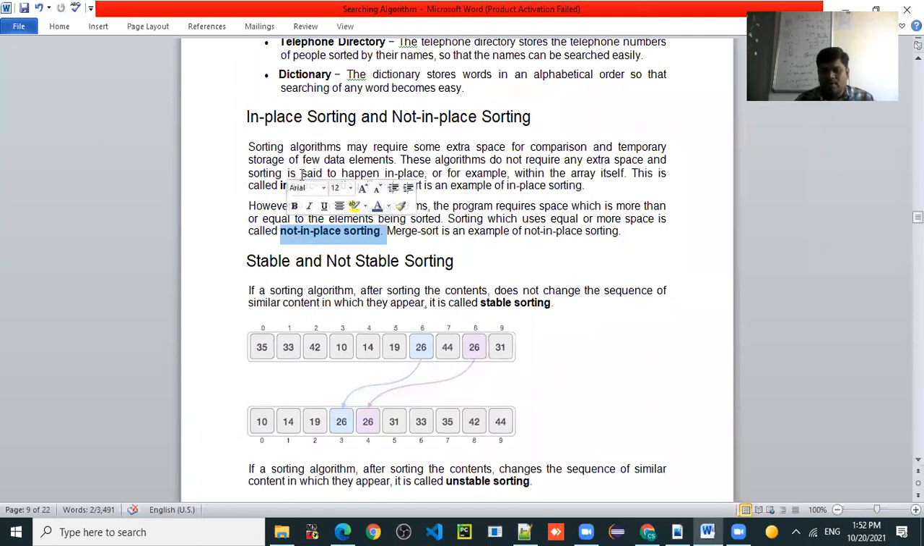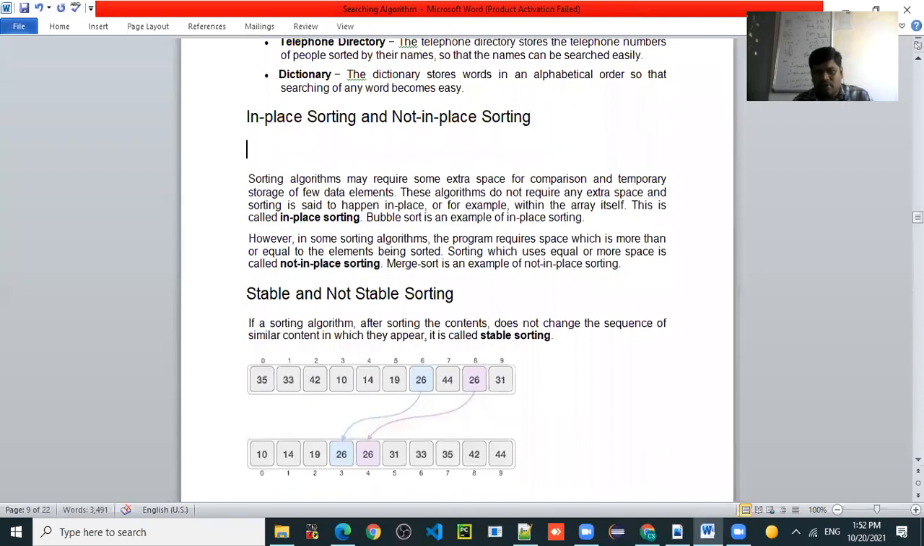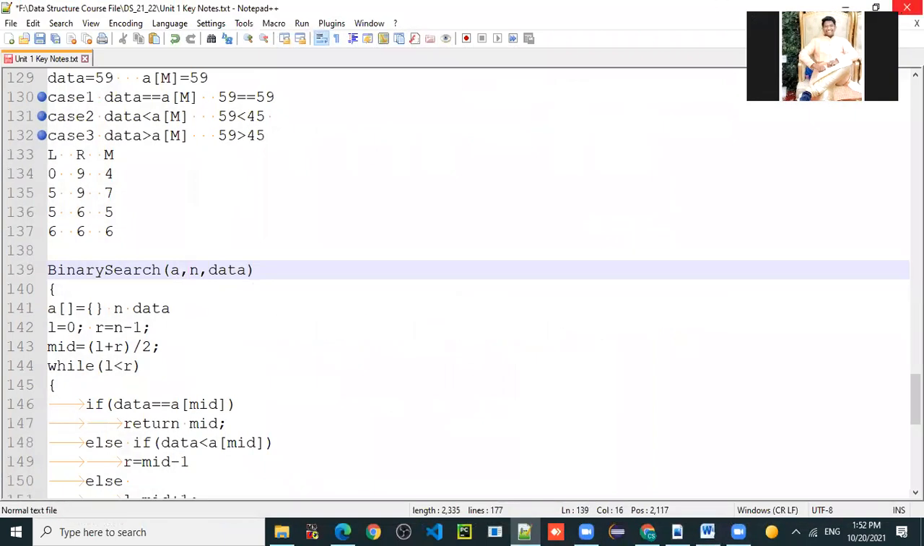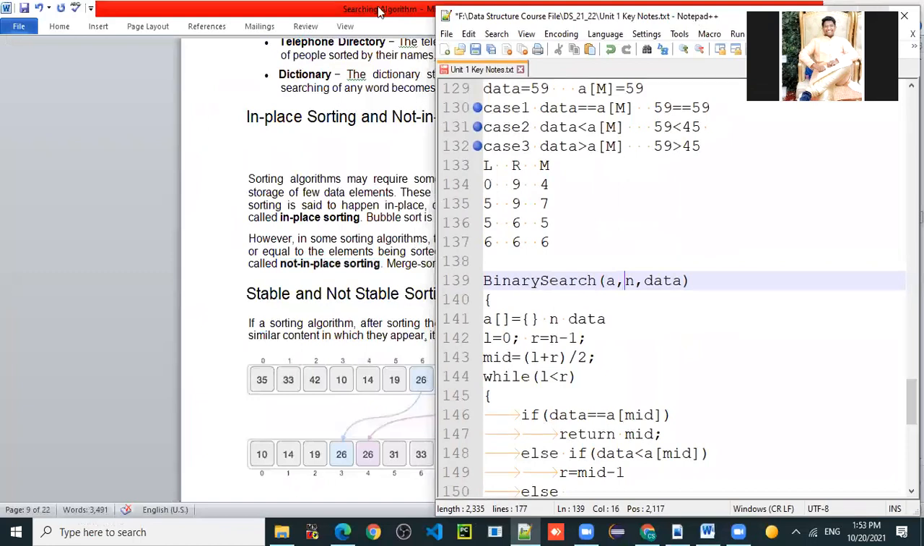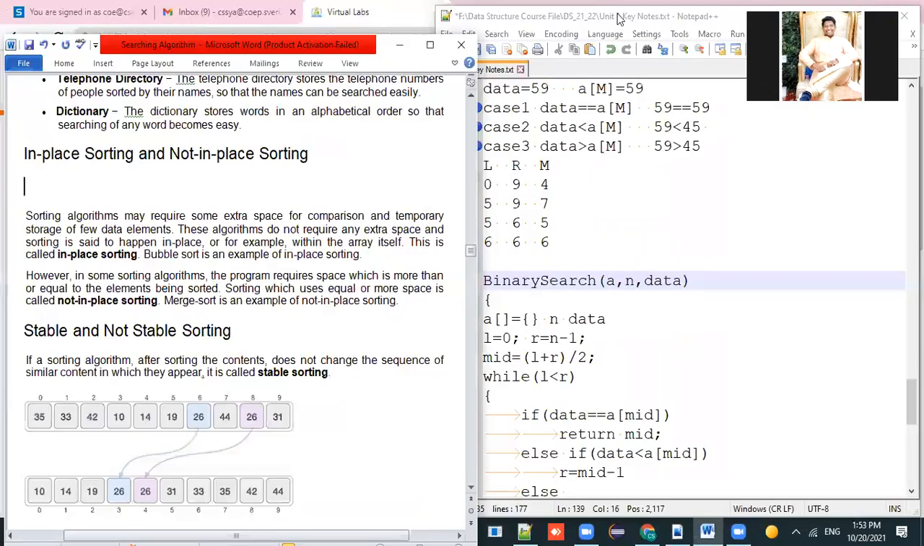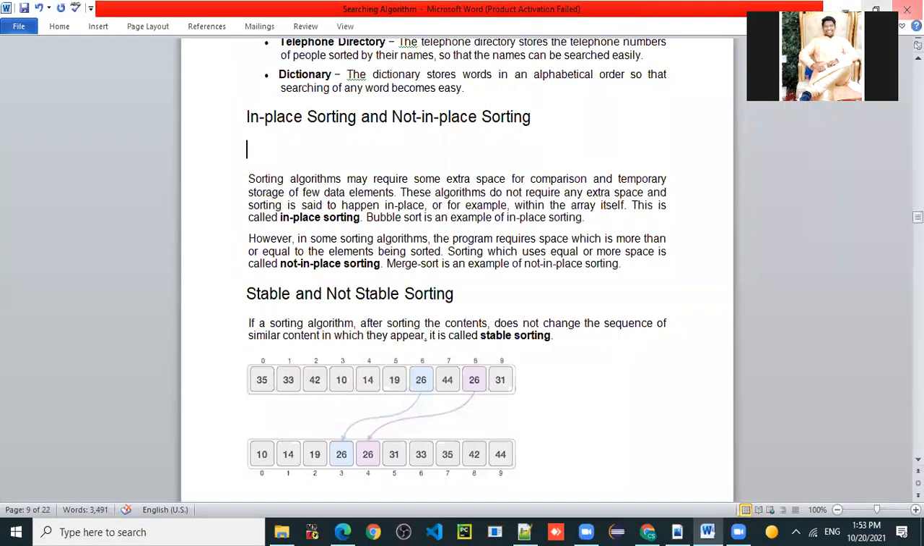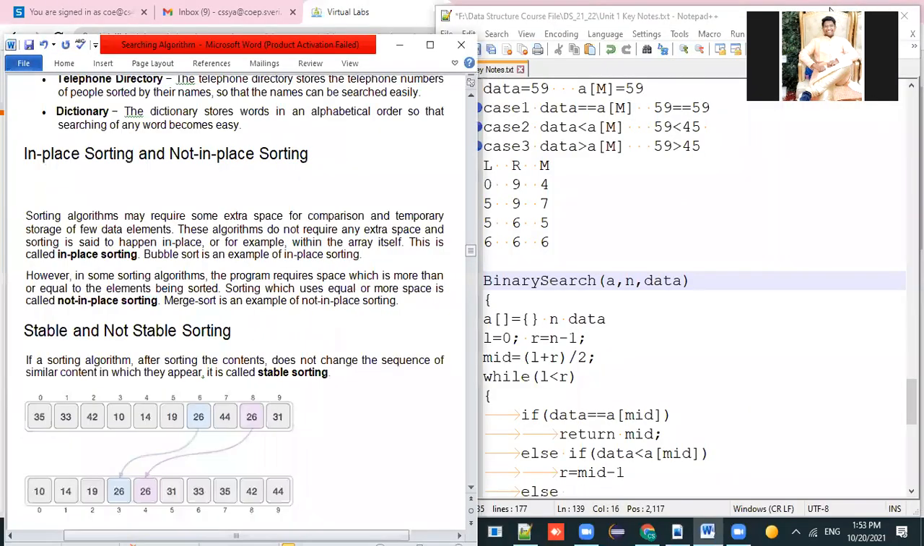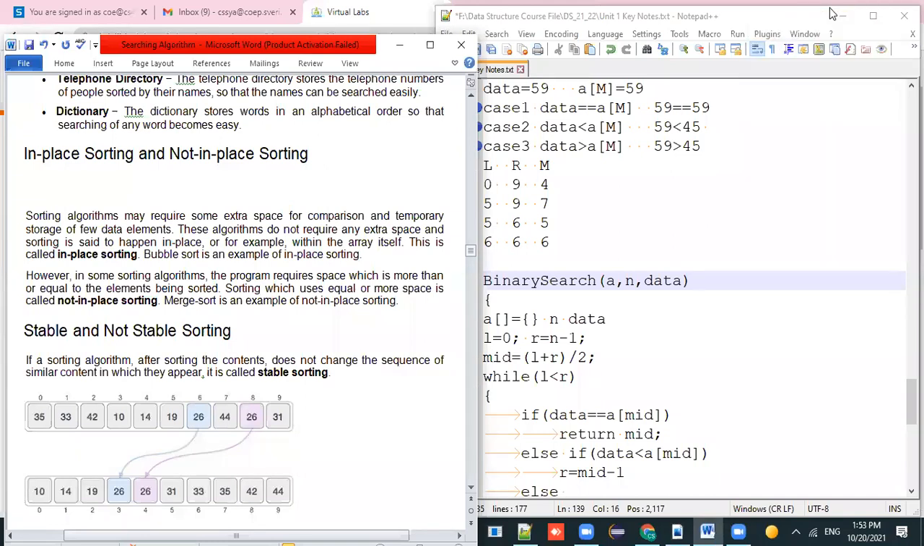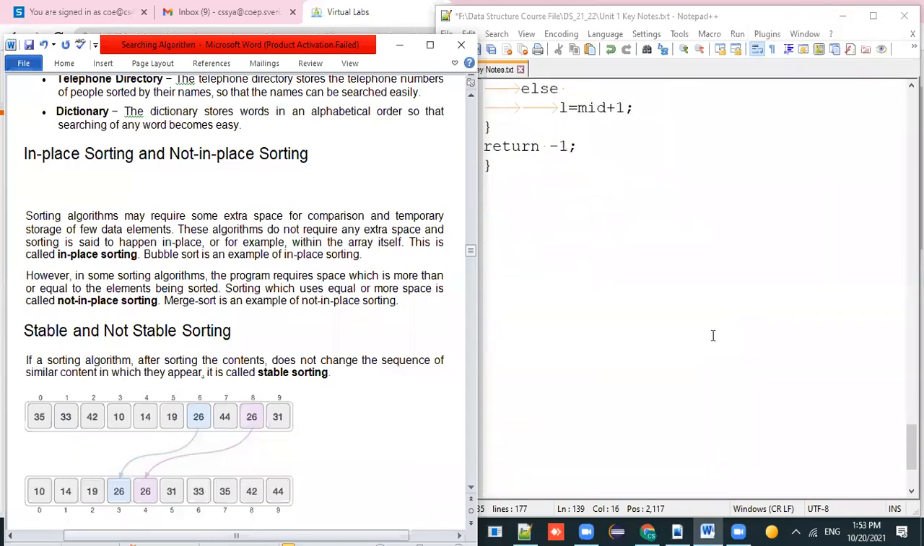Okay, I will repeat. In-place sorting means suppose you have a list of elements. For example, can I write here? I'll give examples. Now, is it visible?